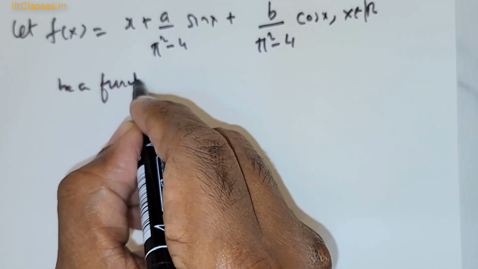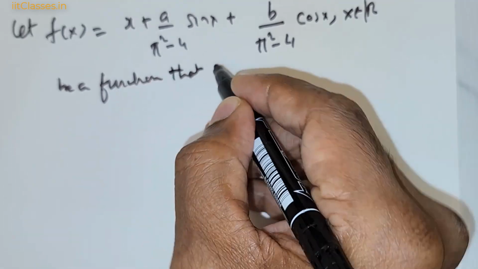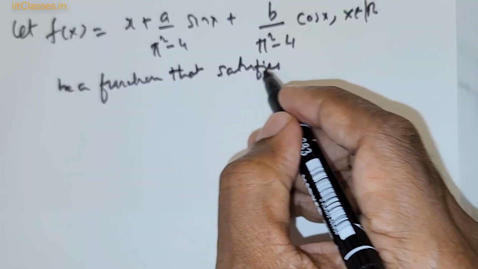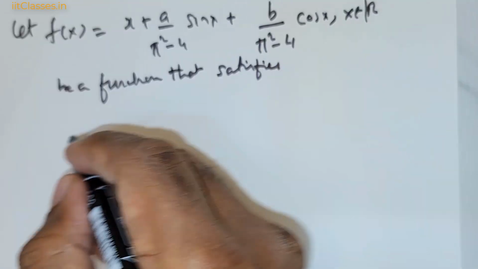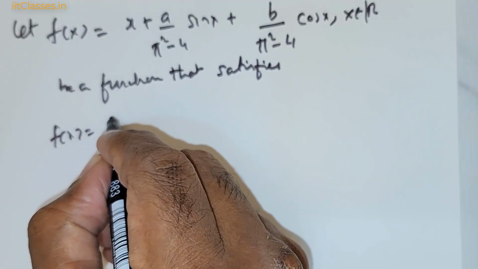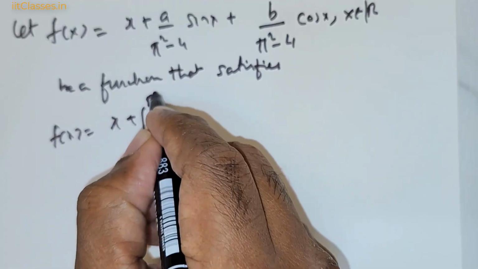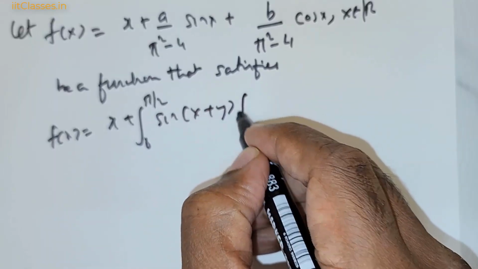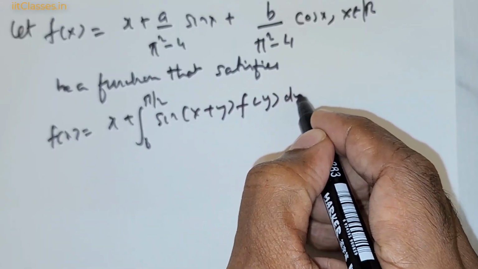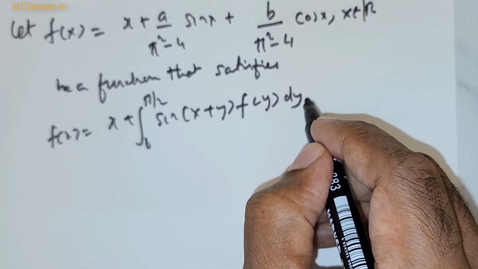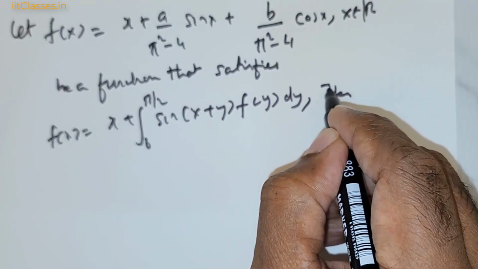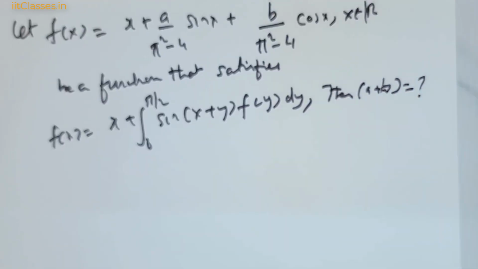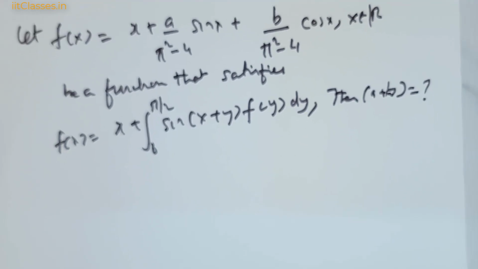be a function that satisfies f of x is equal to x plus the integral from 0 to pi over 2 of sin of (x plus y) times f of y dy. Then a plus b is equal to what? We have to find that out.